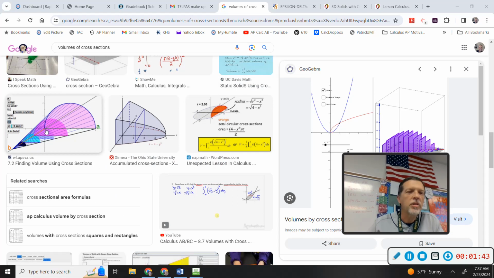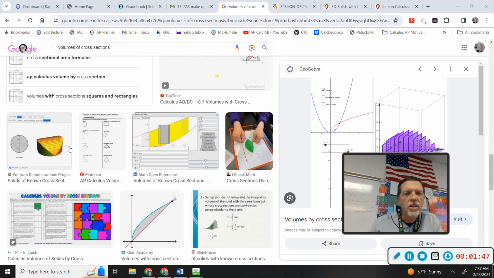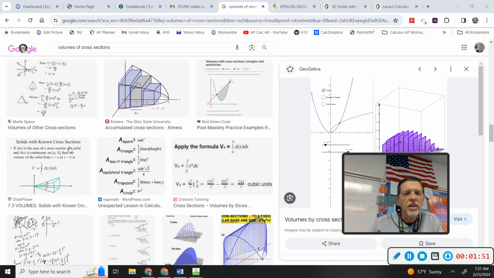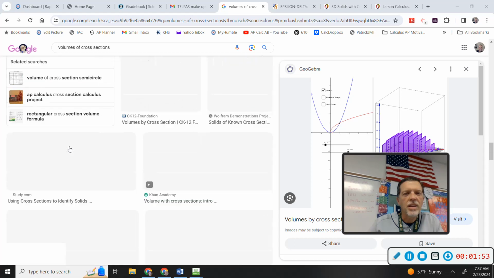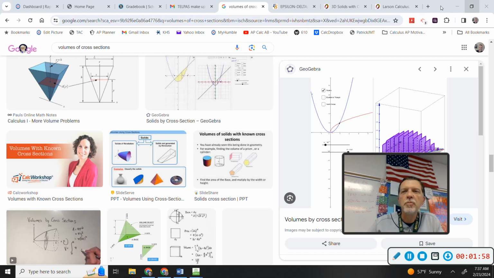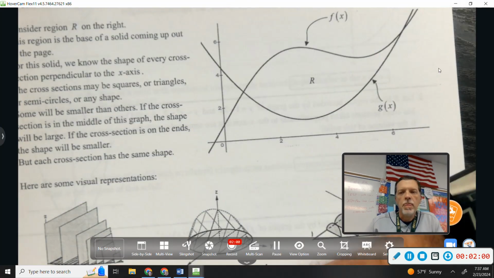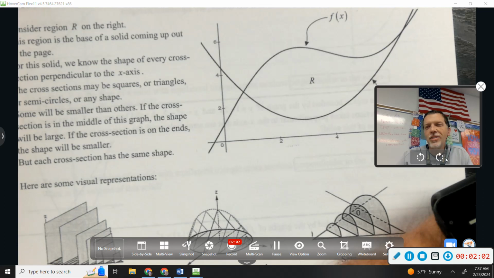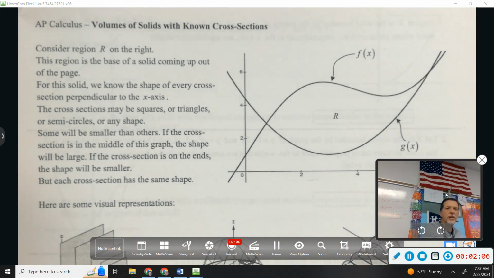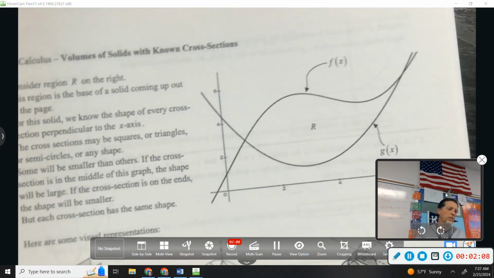There's one where the cross sections are semicircles. Some of the others are harder to see. Some people can draw them easily, and others struggle drawing. So I hope the pictures helped visualize what we're going to do today.